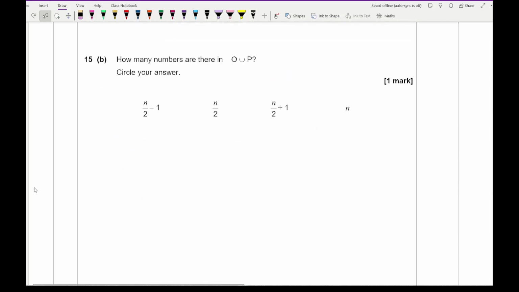It then says how many numbers are there that are either odd or prime. Well, for this, in terms of odd numbers, there's going to be n over 2. So the odd numbers are n over 2. But then in terms of the primes, you've also got 2, because all prime numbers are odd apart from 2. So then it's going to be n over 2 plus 1, because of that even prime number.